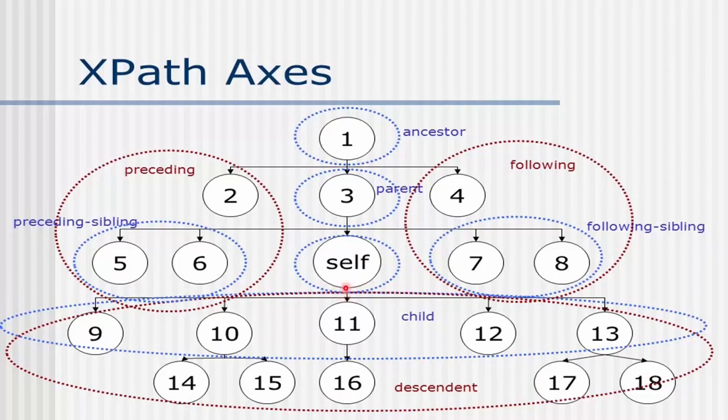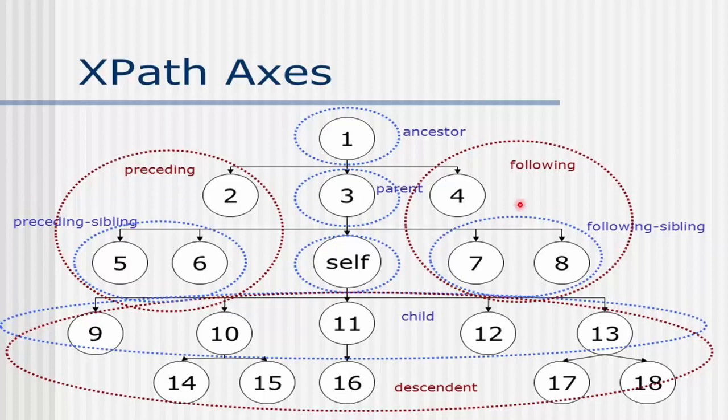Keeping yourself over here, your children and your children's children will be your descendants. Okay, so what did we understand till now? Keeping yourself over here, the element above you is the parent, the parent's parent is the ancestor, that is the 1, and your child nodes, that is your children, are your child nodes, and the children's children are your descendant nodes. Okay, now let's go to the preceding and the following.